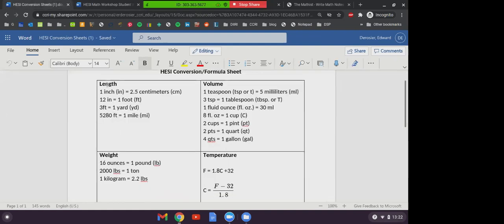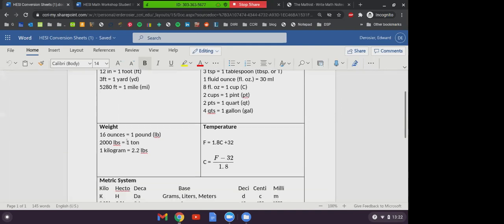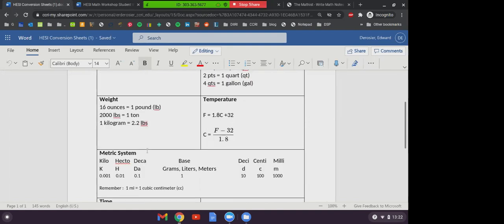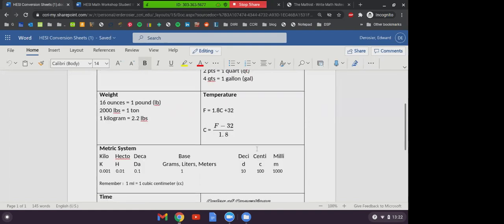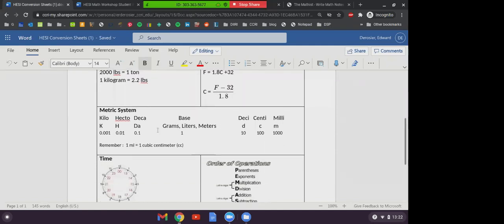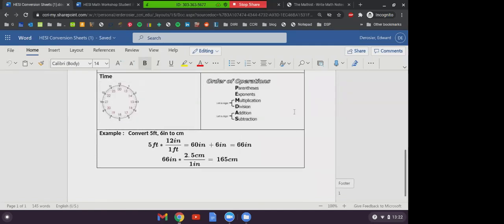Inches, feet, yards, miles, and also how to get into centimeters. Volume is teaspoons, tablespoons, ounces, cups, pints, quarts, gallons. Weight, you have ounces to pounds, pounds to tons, and pounds to kilograms. Temperature, metric system, and time. And the order of operations. I put that on there for people, just so that they remember.